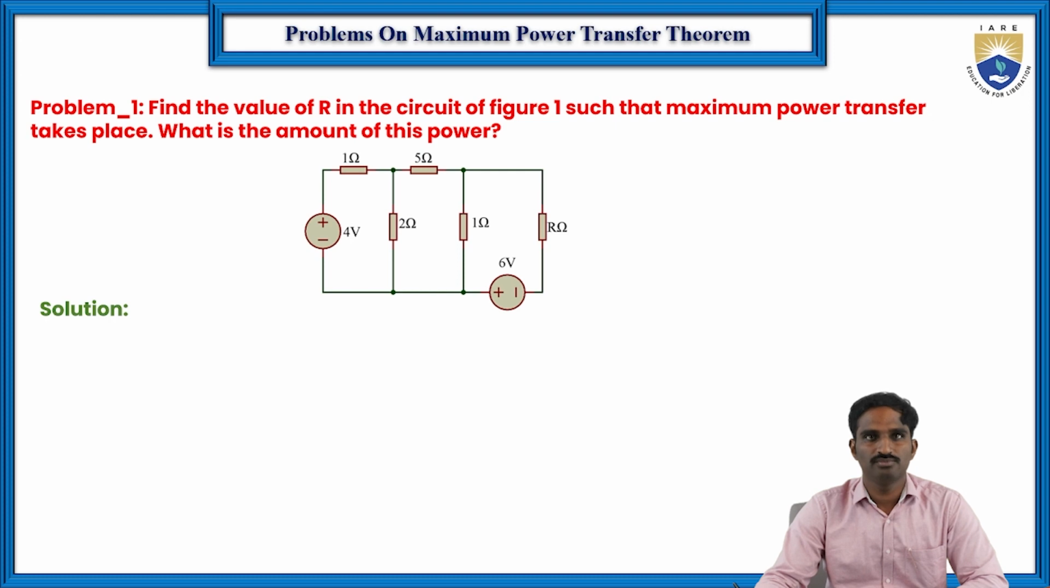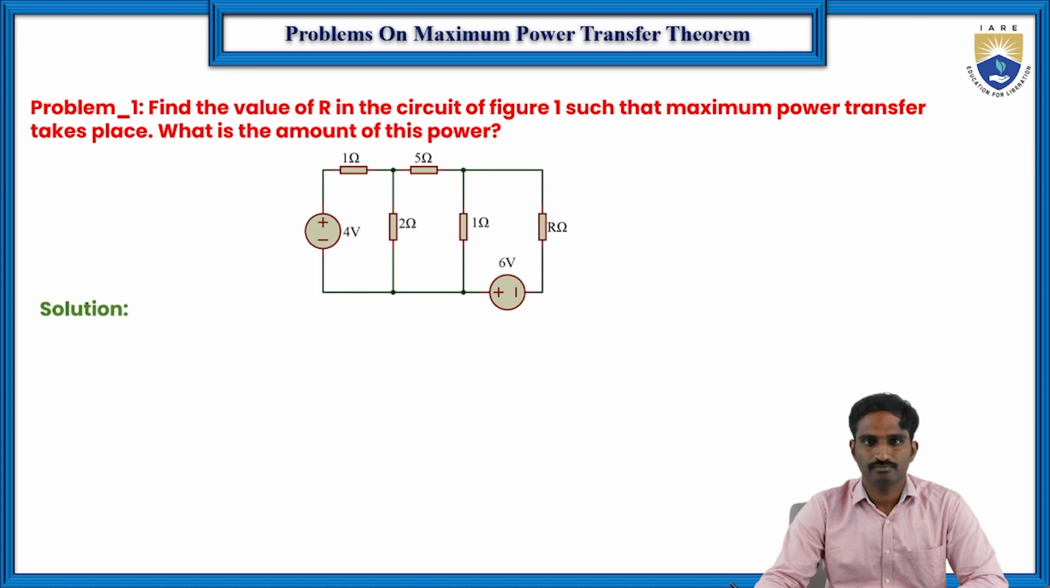So in this problem, find the value of the R in the circuit shown in figure such that the maximum power transfer takes place, and also we need to find what is the amount of power that is transferred through the load resistance R. So here, according to the maximum power transfer theorem, when R is equal to R Thevenin, at that particular condition, the maximum power will flow through that particular load resistance.